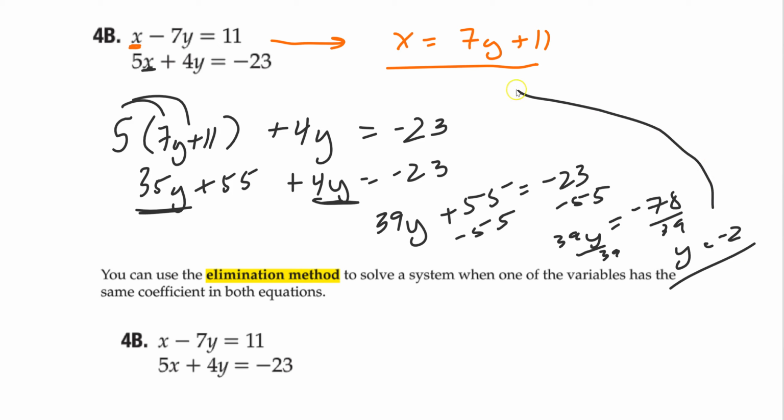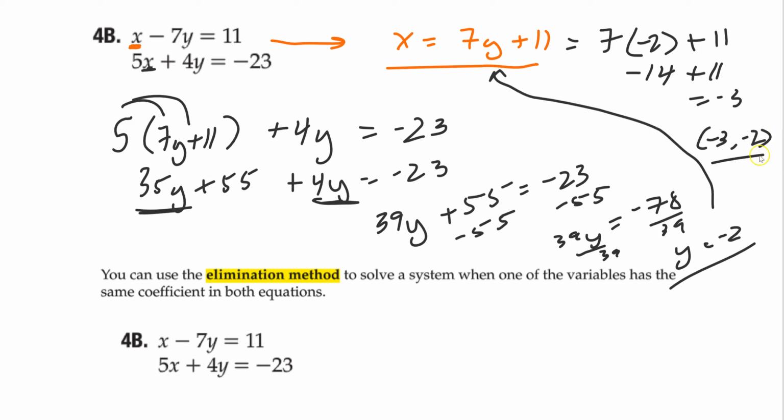Plug it back in. Easiest thing to plug back into is this. So you get 7 times -2 plus 11. -14 plus 11, so I get -3. So my answer is (-3, -2). X goes before y. That's the substitution method.